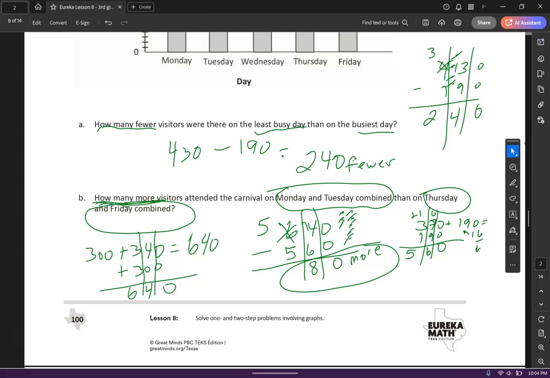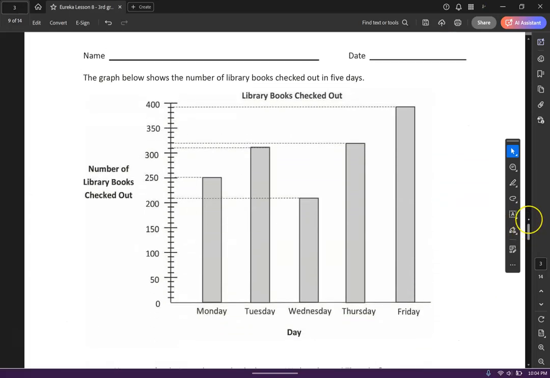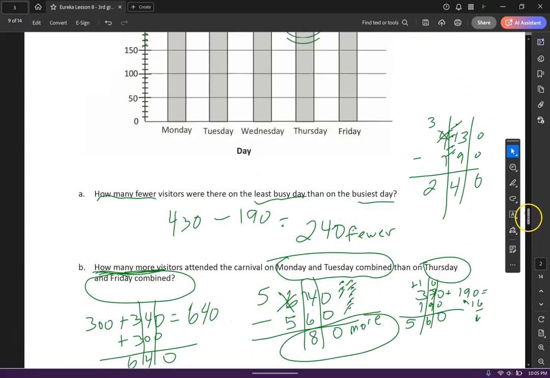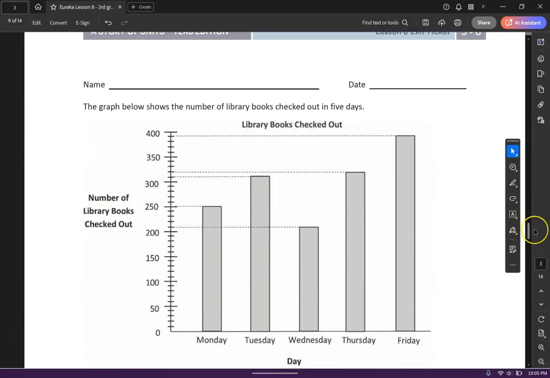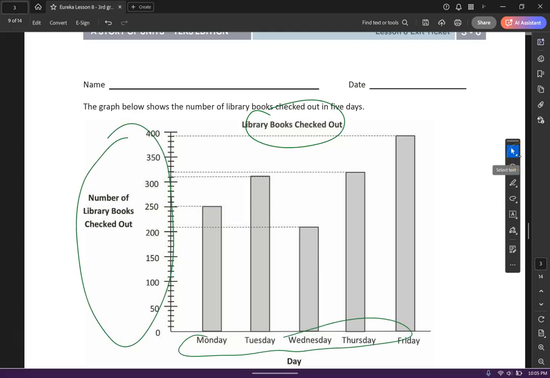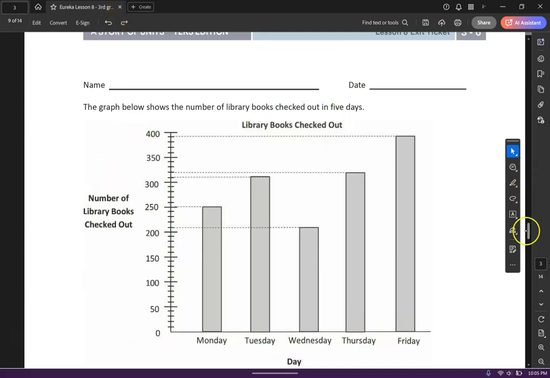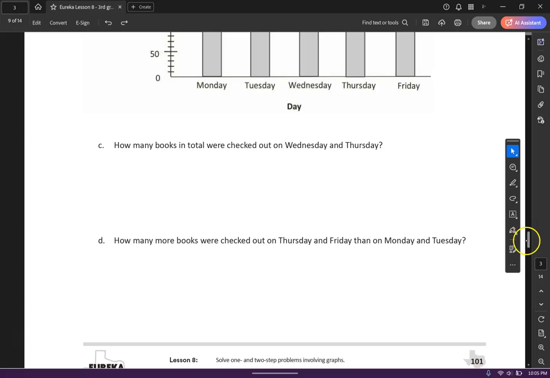Okay. Go onto your exit ticket. Put your name and the date. I'm going to read it. But if you look, this is very similar to this. Maybe that can help you. I don't know. The graph below shows the number of library books checked out in 5 days. Title, number of library books, and the days. Label first, and then answer the questions.